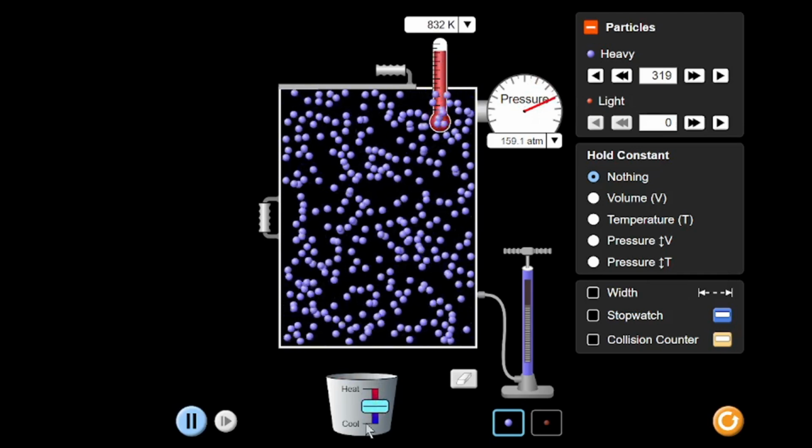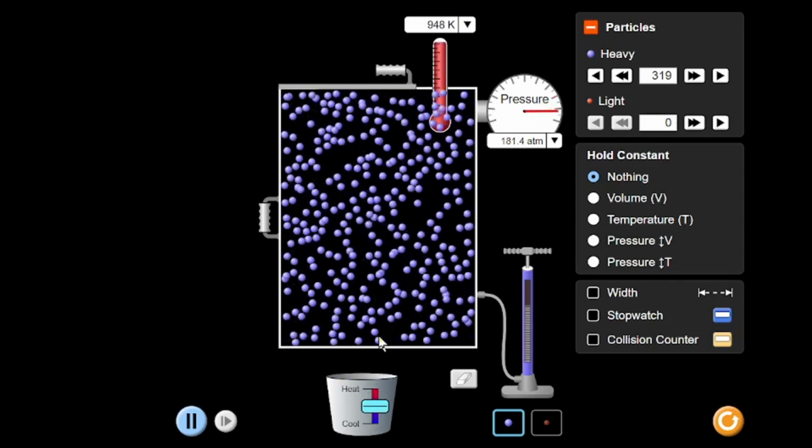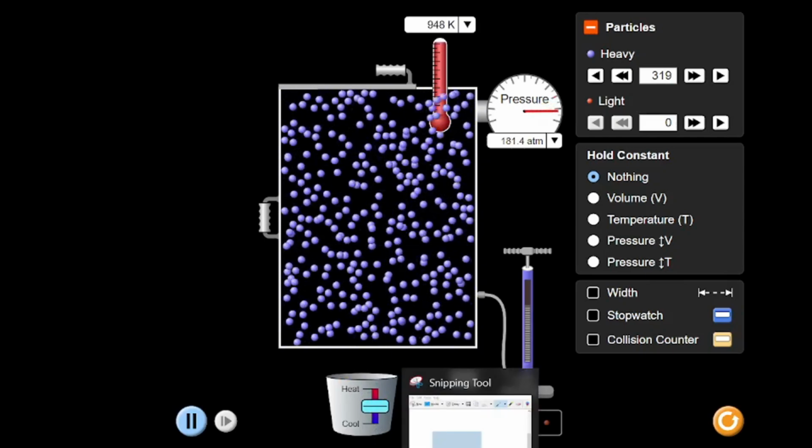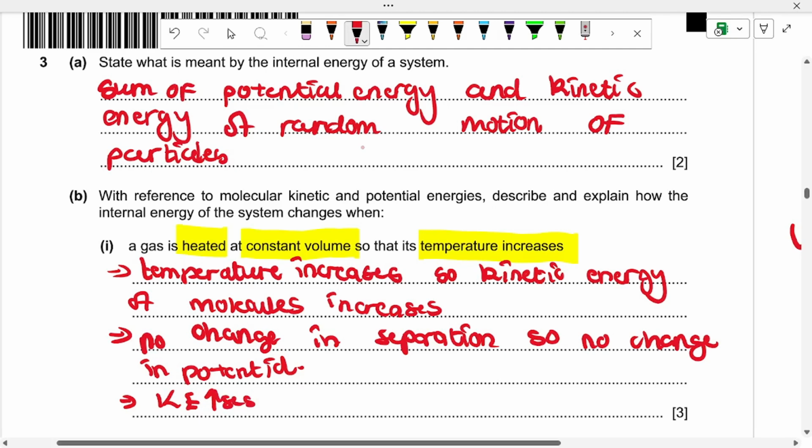Whenever a question gives you potential energy, I want you guys to look for separation. If the separation between the molecules increases, the potential energy will increase because they're far away. They have to store energy, they have to do work in order for that to happen. So the potential energy is going to increase. If the molecules are closer to each other, potential energy decreases. If there's no change in separation, there is no change in potential energy. So in this specific case, there's no change in separation, so EK has increased and EP is just constant. Overall, my internal energy therefore increases.